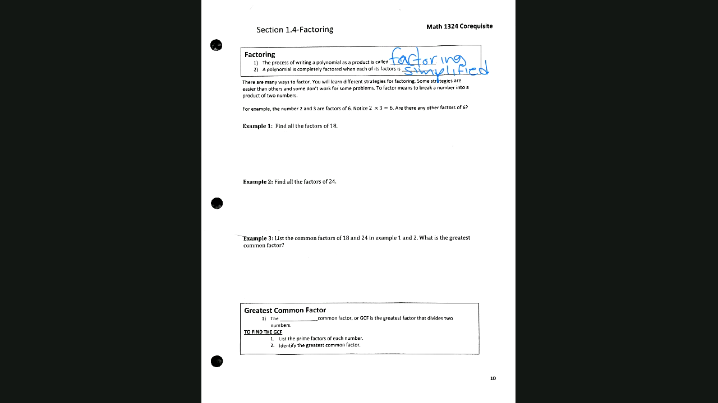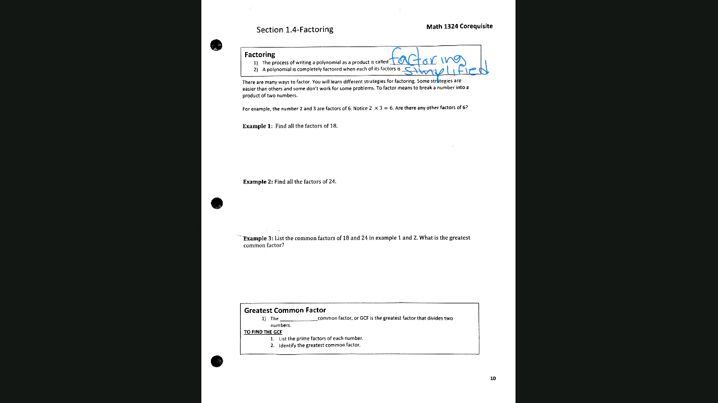Then we have, as you may know, there are many ways to factor. And so the purpose of this lesson is to review or learn different strategies for factoring. We're going to start with the basic concepts from prime factorization, then we will build up to greatest common factor, and then we will end up factoring polynomials. So we're going to start with just factoring a number such as 18.